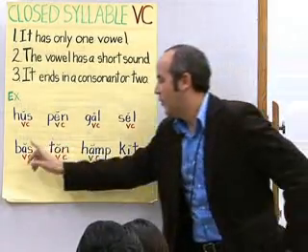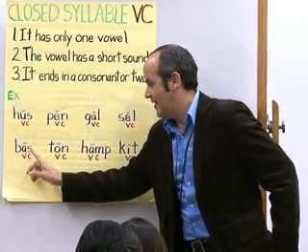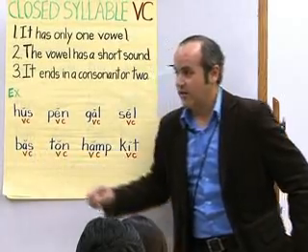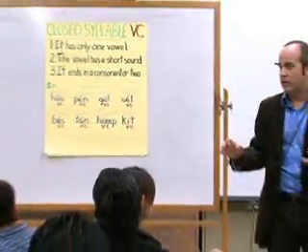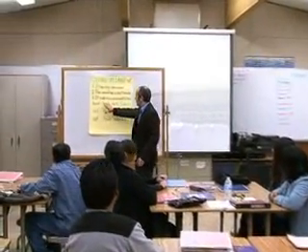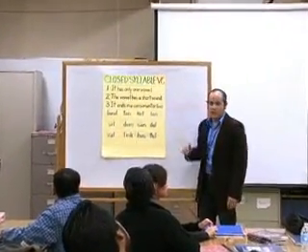Okay, for example, one vowel ends in a consonant, and the vowel sound is short. Okay, good. Any questions so far? So far, so good? So here we have examples of closed syllables again.